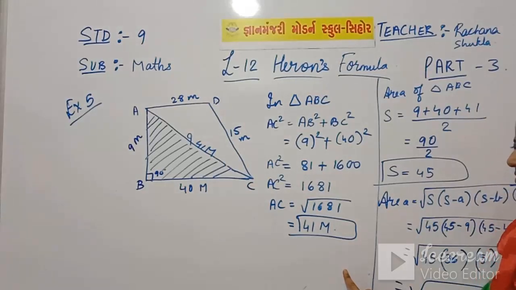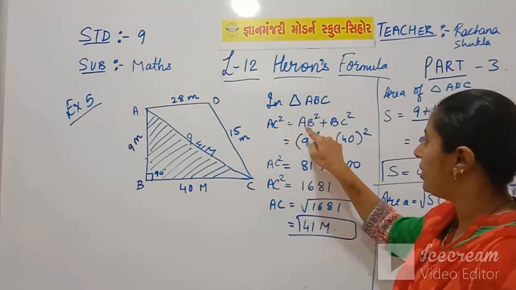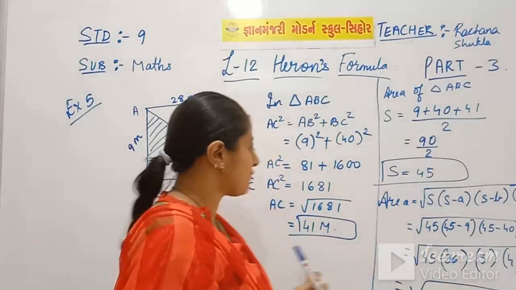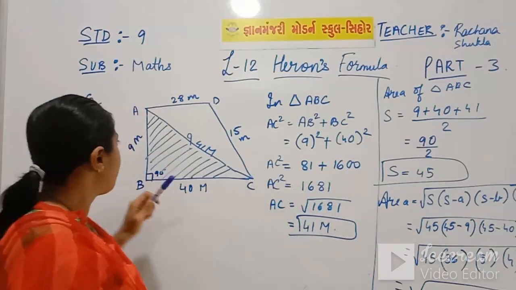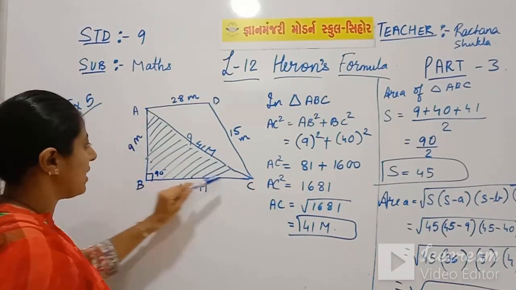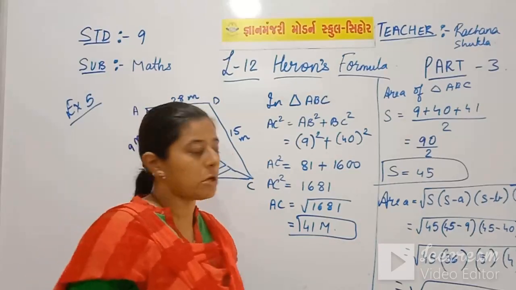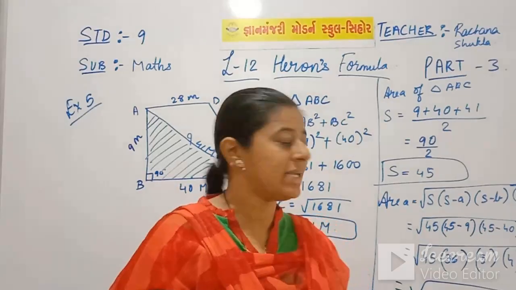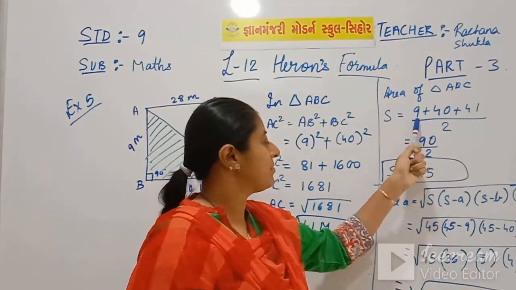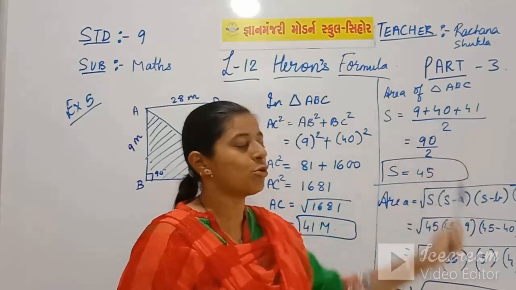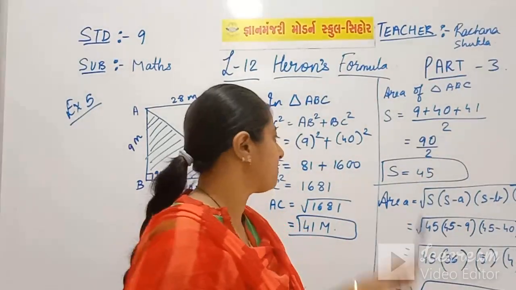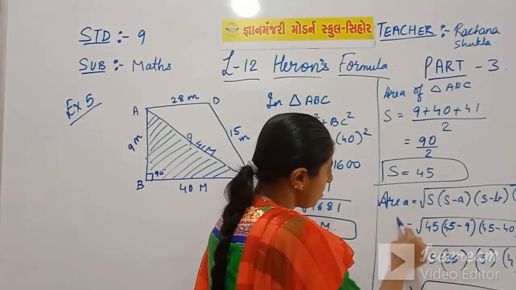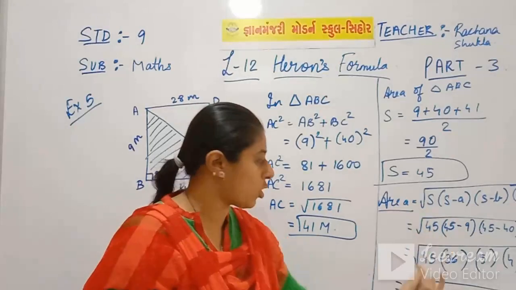This is your Pythagoras theorem calculation. AC square equal to AB square plus BC square. So you got the value of AC, which is 41 meter. Now first we will find the area of triangle ABC through Heron's formula. Area of triangle ABC, first and foremost thing we need is S. S is 9 plus 40 plus 41 divided by 2, that is semi-perimeter, which is 45. And then we will put the formula of area and solve the sum.